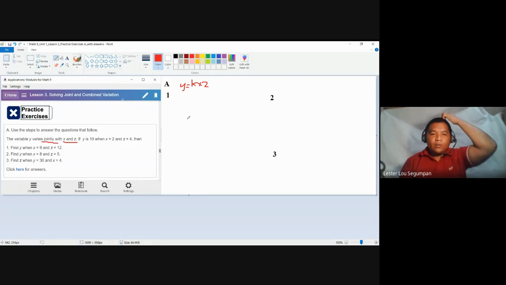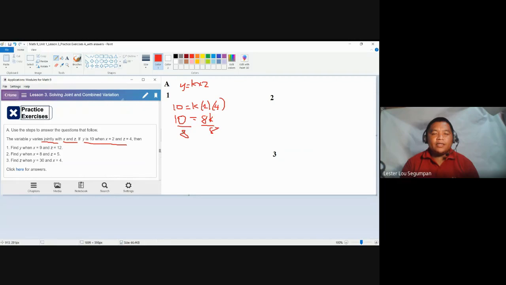So to solve for k, we use this situation here that y is 10 when x is 2 and z is 4. Okay, so solving for k, 10 is equal to 8k. That's 2 times 4, 8. Divide both sides by 8. K is equal to 5/4. Again, I would always suggest that you use the fractional form, especially when you're solving problems, so that it could be easily simplified and you will actually get the exact value.